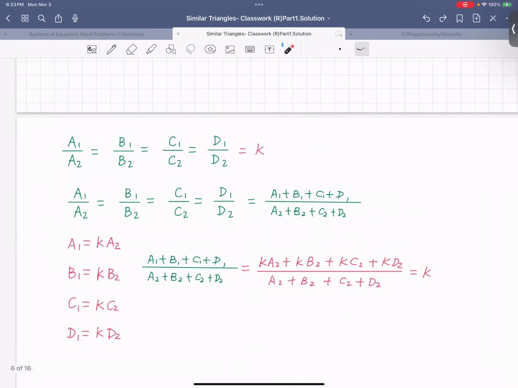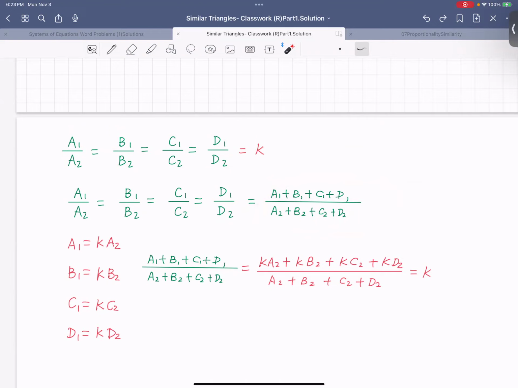So I want to show you something interesting. If you have this ratio, A1 over A2 equals B1 over B2 equals C1 over C2 equals D1 over D2 equals a constant K, then you are able to write down the top plus together over the bottom plus together. You might not believe this is true, but I can show you why.